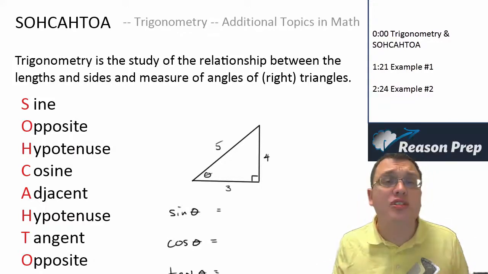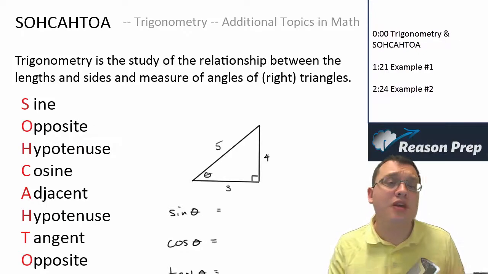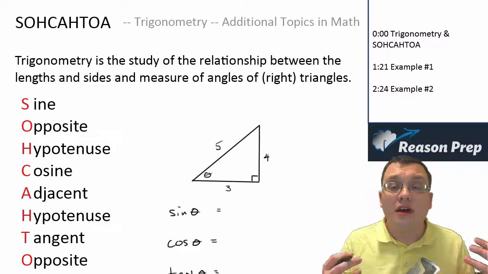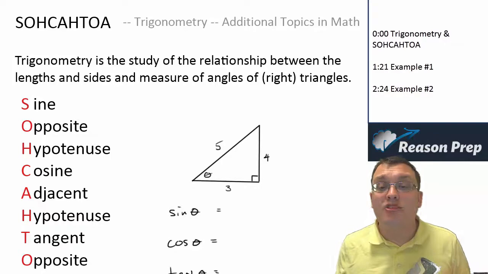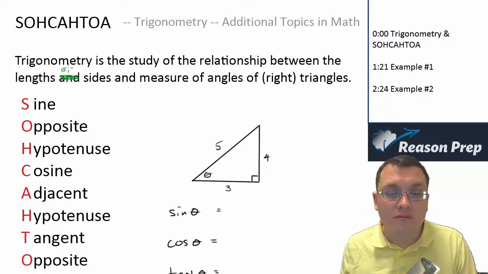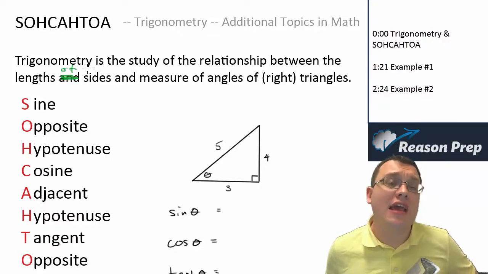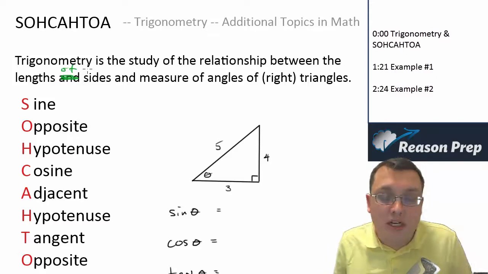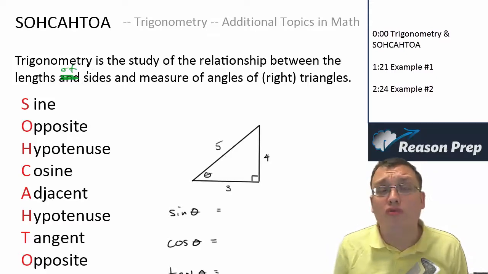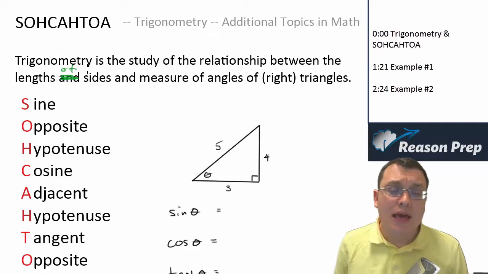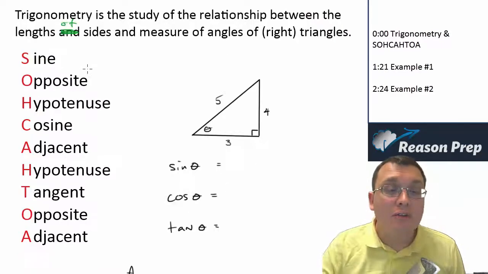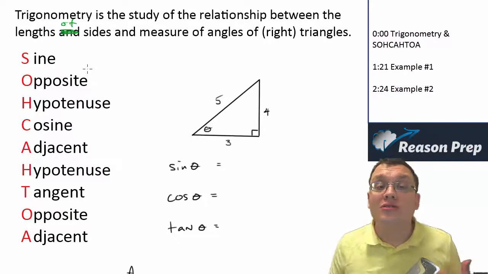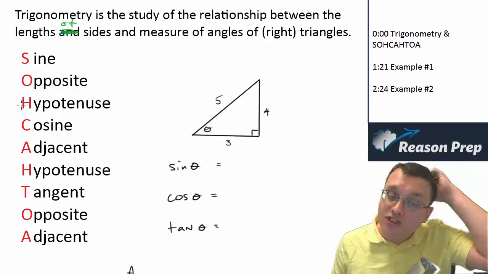So trigonometry, generally speaking, is the study of the relationship between the lengths of the sides and the measures of the angles, typically of right triangles, though technically it can apply to any triangles. But really what we're going to be dealing with is right triangle trigonometry. And the main little acronym to remember to help you relate angles and sides is SOHCAHTOA. And you can see how it's written out here.